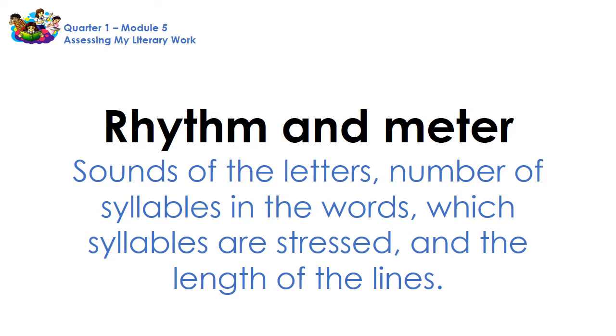The first guideline of good poetry is rhythm and meter. This can be achieved through the sounds of the letters, number of syllables in the words, which syllables are stressed, and the length of the lines.